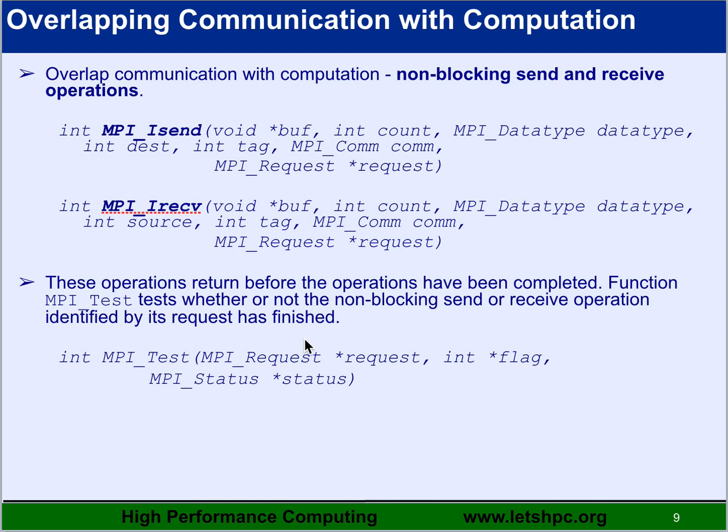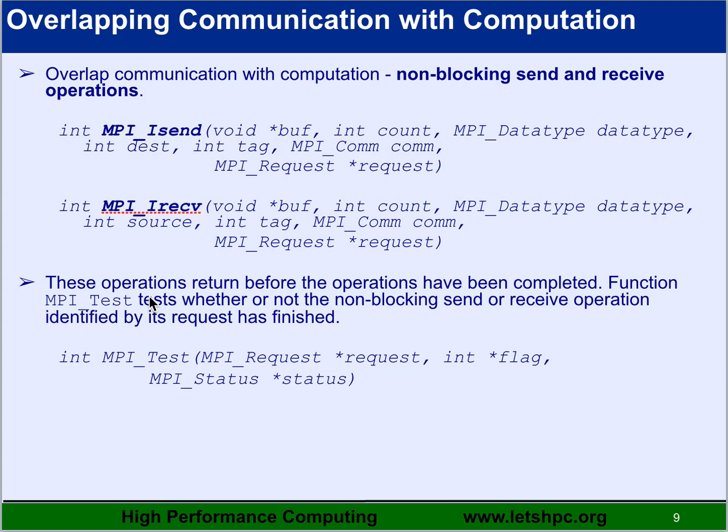Okay, now till now we have discussed the blocking send and receive, that is MPI underscore send and MPI underscore receive. But if we are interested in overlapping communication with computation, then we have to use non-blocking send and receive operations. So the calls for non-blocking send and receive operations are MPI underscore Isend. So the only difference is there is an I. That's how it identifies whether the send operation is blocking or not blocking.